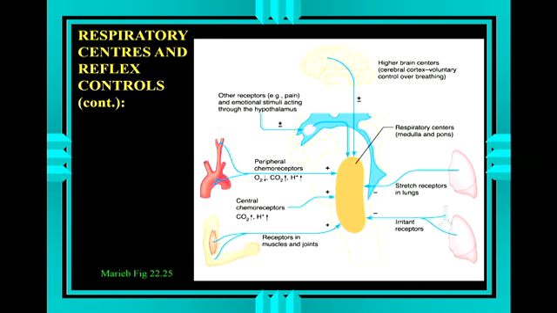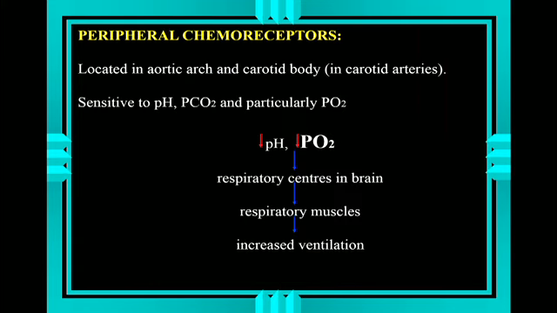And finally, peripheral chemoreceptors. Let's talk about those. They are the second tier of regulation of our breathing. Peripheral chemoreceptors, let's discuss them in more detail. As the term suggests, they are not located in the central nervous system. In fact, they're located in the aortic arch and carotid body, which are located in the carotid arteries.